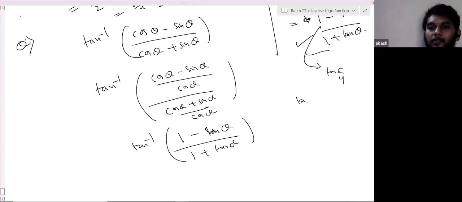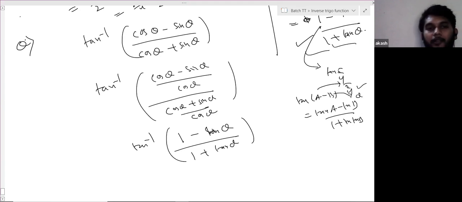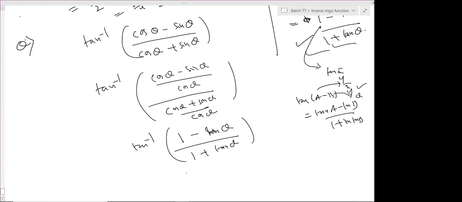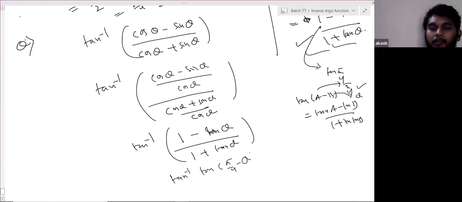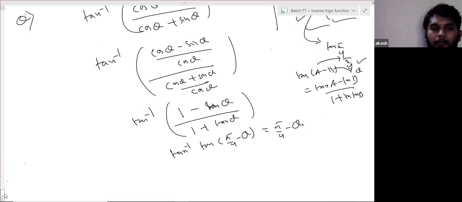So the tan a minus b formula: tan a minus tan b upon 1 plus tan a tan b. If you put a equals pi by 4 and b equals theta, you'll see this formula is valid. All right, Kinza? Yes, sir. So this is tan of pi by 4 minus theta. So the answer is pi by 4 minus theta. I hope this is clear. Next pattern. Yes, sir.